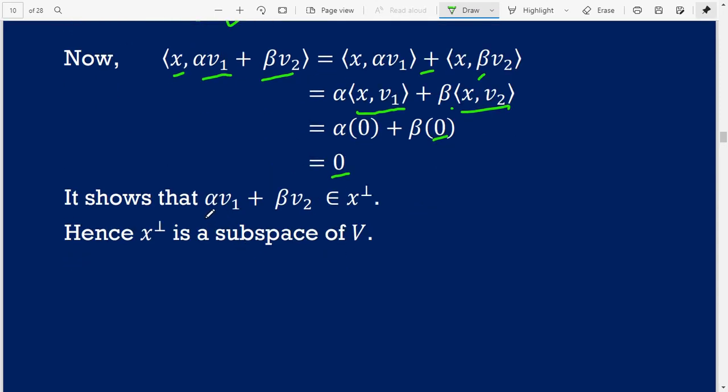So here alpha v1 plus beta v2 belongs to x orthogonal. Hence x orthogonal is a subspace of V.